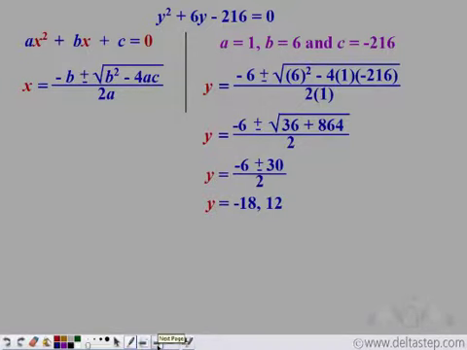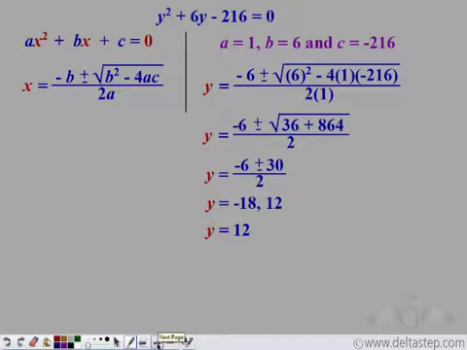12 and negative 18. Now recall what was y. Y was the side of square 2. The side of a square cannot be negative. So we discard this value and we take y to be 12 meters. So the side of square 2 is 12 meters.